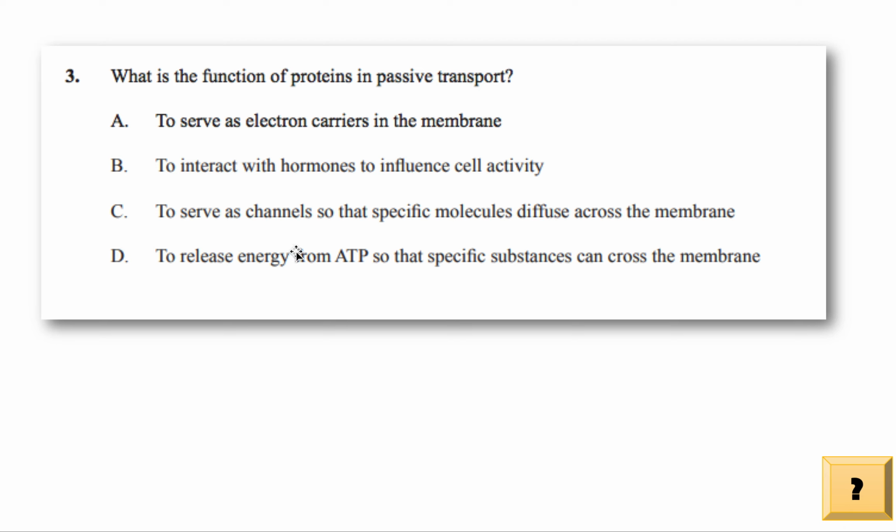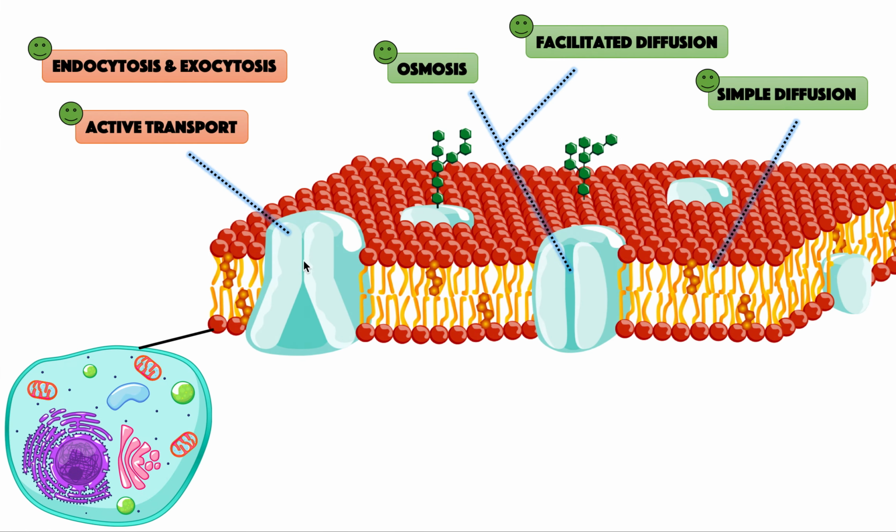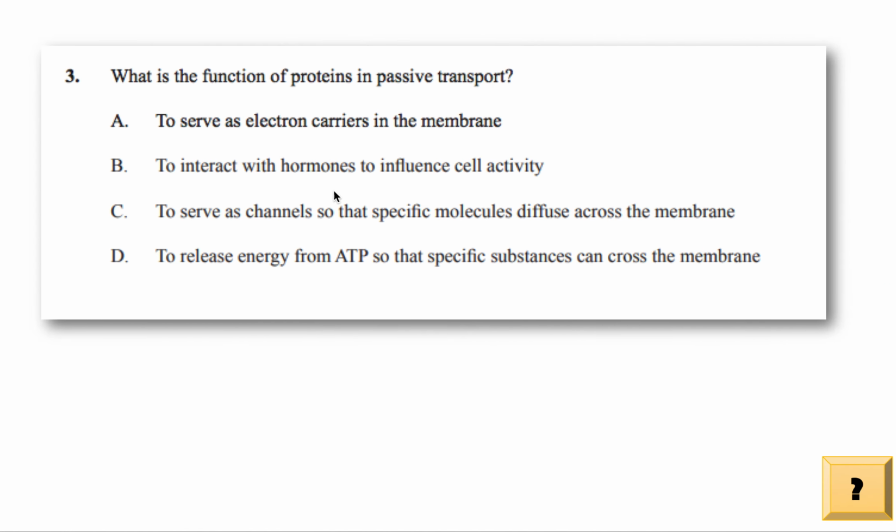To release energy from ATP so that specific substances can cross the membrane. Okay, so in this one it's saying using ATP, but we know passive transport, hence the name, means no energy required. So we know active transport would require ATP. So this statement would be more related to active transport, which uses a protein in the membrane that pumps stuff against a concentration gradient using ATP. But passive transport doesn't need ATP. It's free of charge, basically. So that's why it's not D. So the answer will be C.